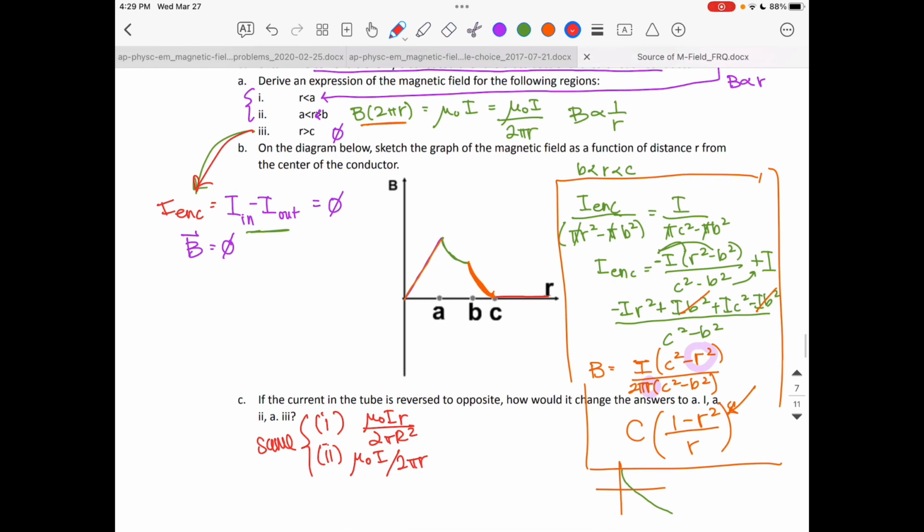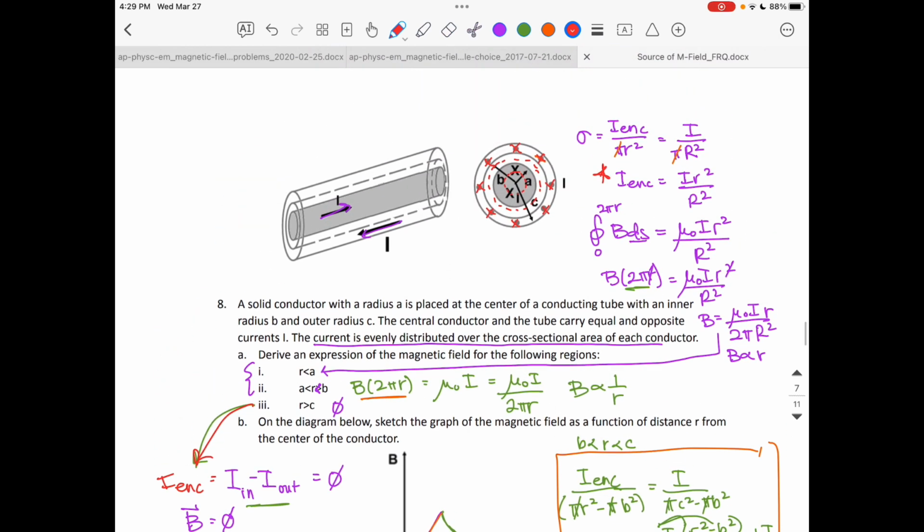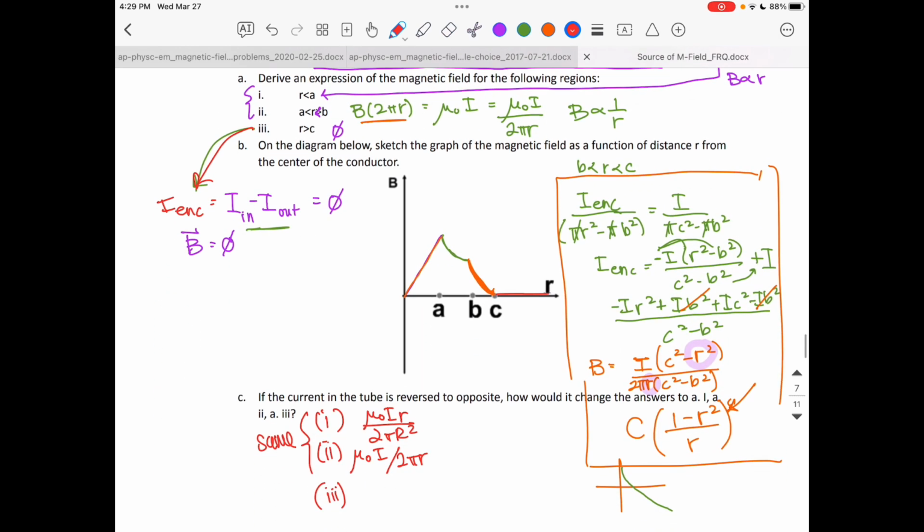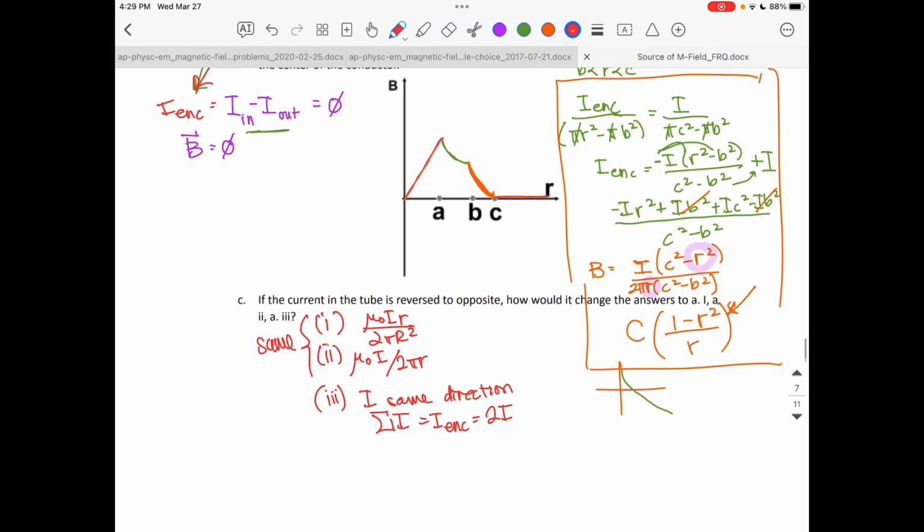And then for the third one, you now do have to take into consideration the direction of your current. They're both going in the same direction, so the sum of your I's, or the I enclosed, is equal to 2I, and then you just plug that into your B times 2 pi r is equal to mu naught I enclosed, which is 2I, and then you can reduce things and you get B is equal to mu naught I over pi r. And that would conclude problem number 8.